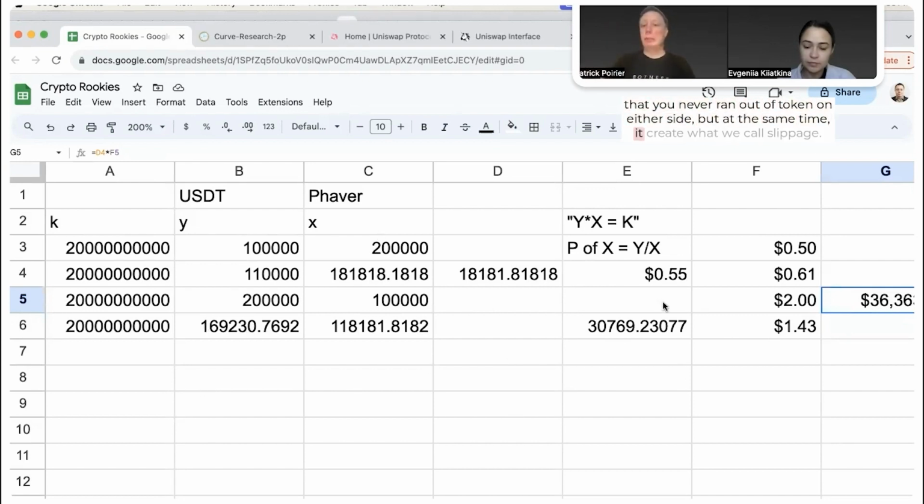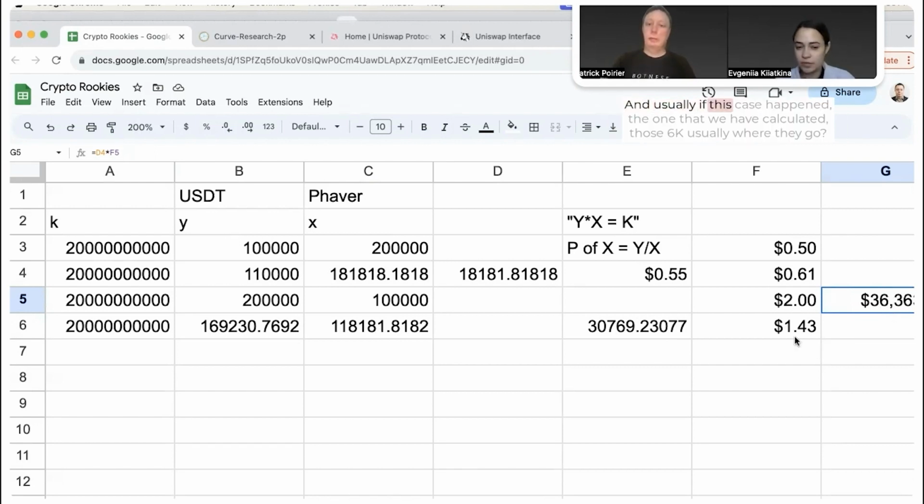But at the same time, it creates what we call slippage, so that if your liquidity pool is small compared to the amount of money that you're transacting with, there's a lot of slippage. The slippage in this case is going from $36,000 to $30,000. You suffered quite a bit of slippage in terms of percentage. Technically speaking, if the liquidity pool had been very large and your transaction size had been small in comparison, you could have gotten back almost the entire $36,000.